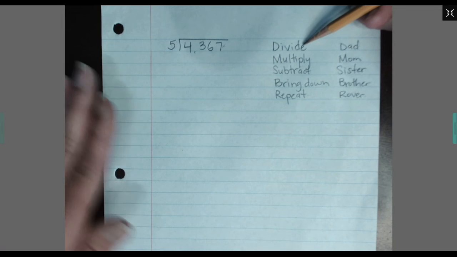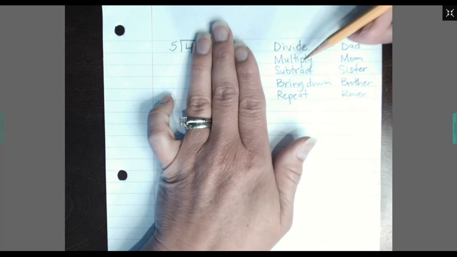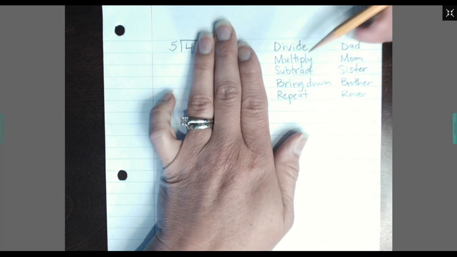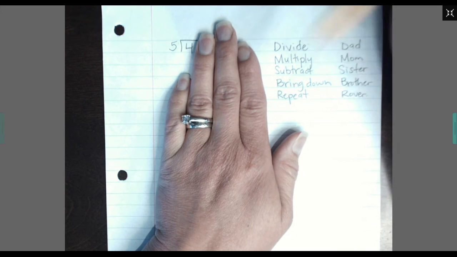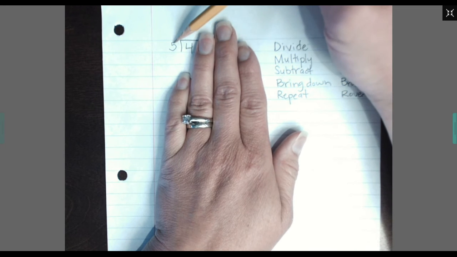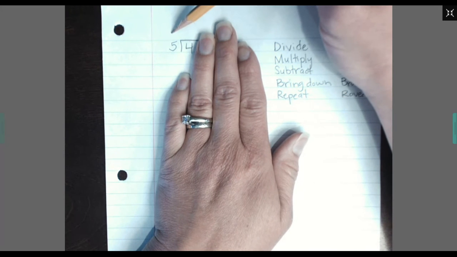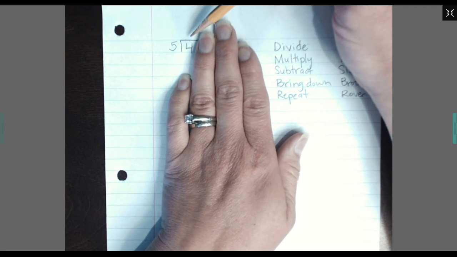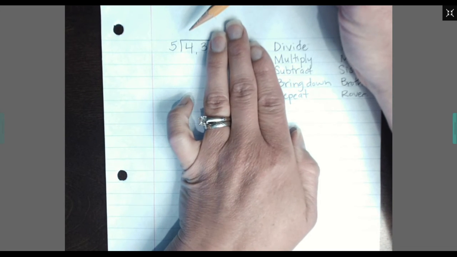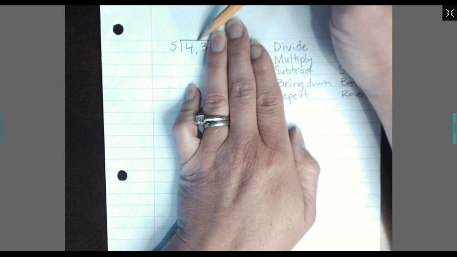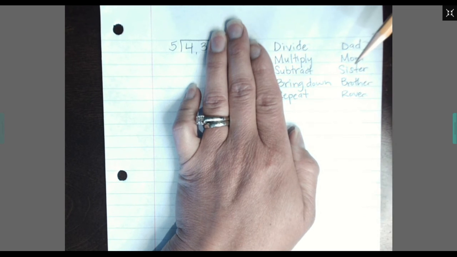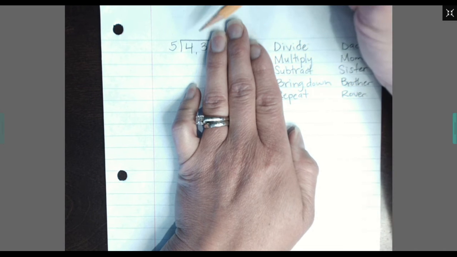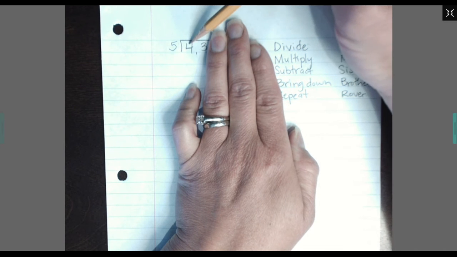So first step, divide. So I'm going to cover up the numbers, except for the first one. And I'm going to ask myself, can I divide 4 by 5? Nope, I cannot. So then I'm going to uncover the next place, and I'm going to look at that as 43. Can I divide 43 by 5? I sure can. What number can I divide 43 by?